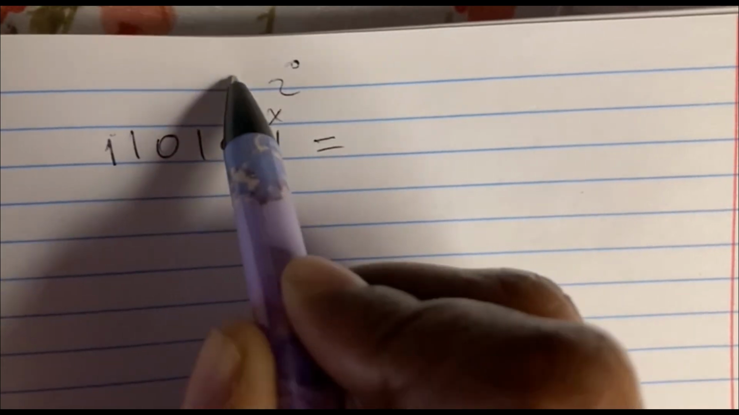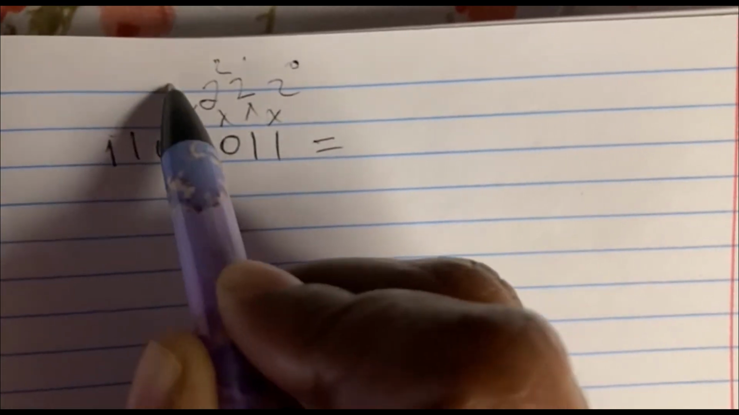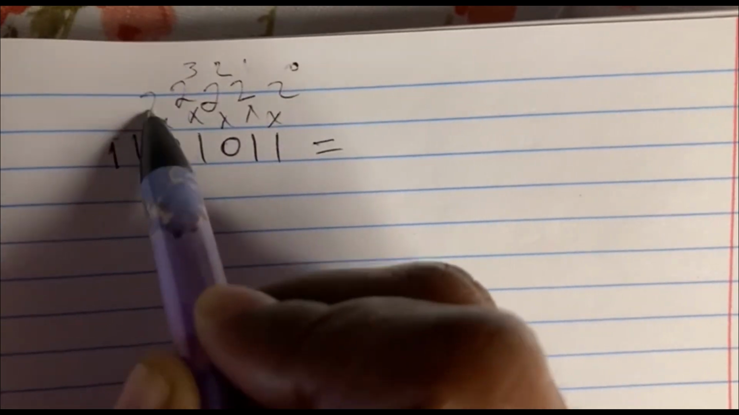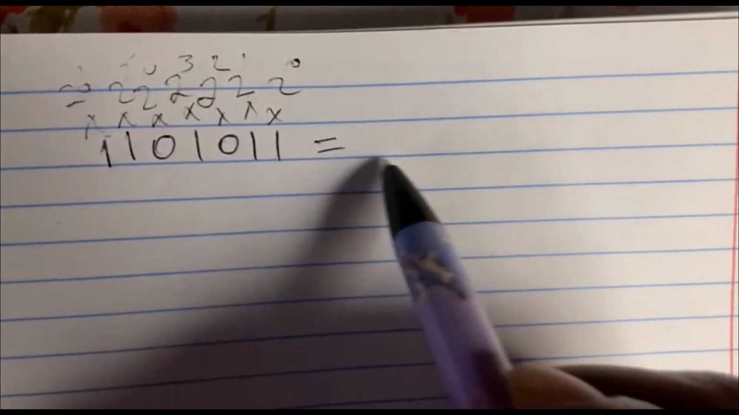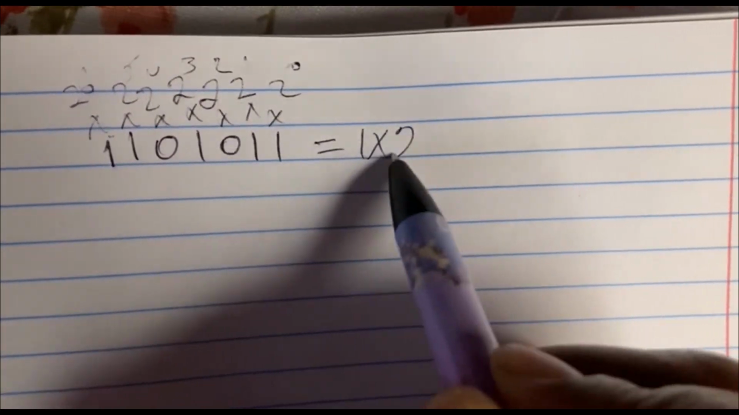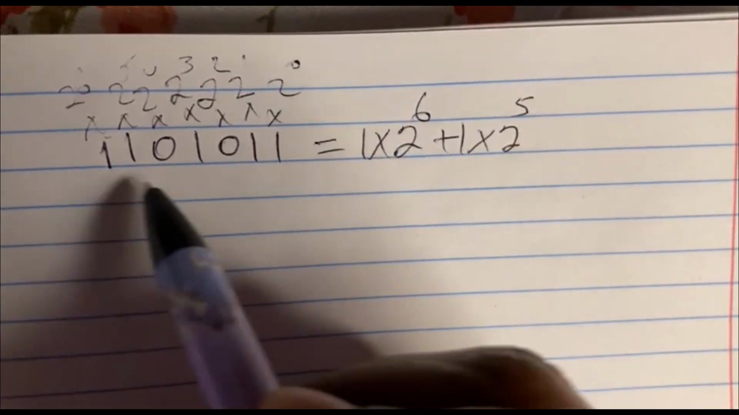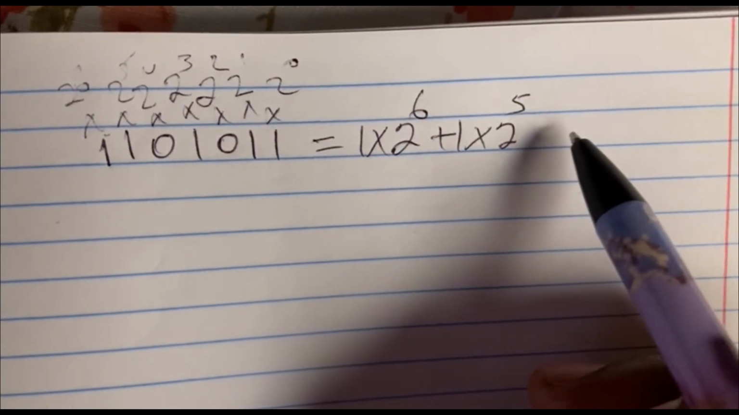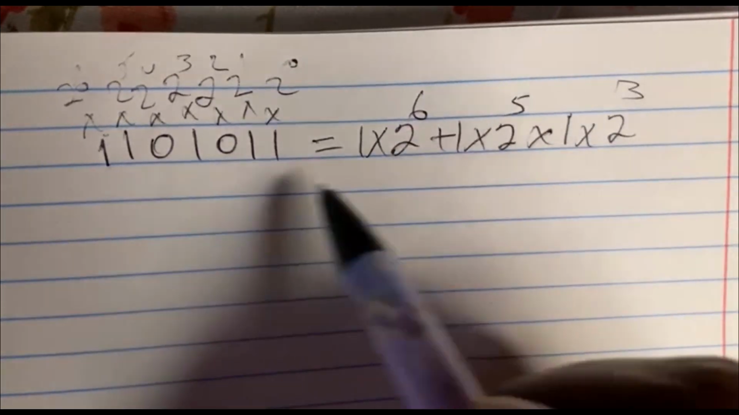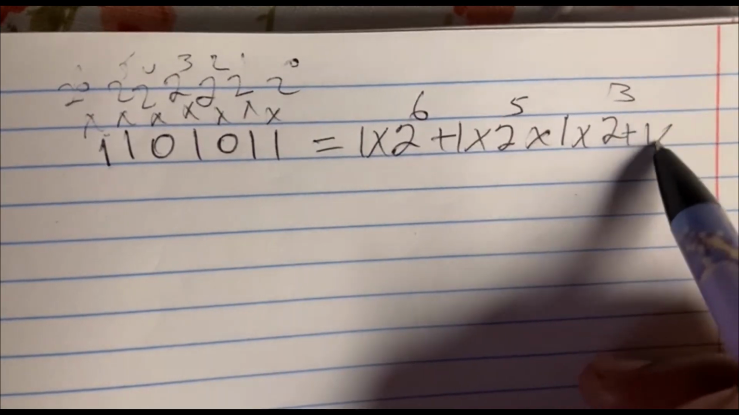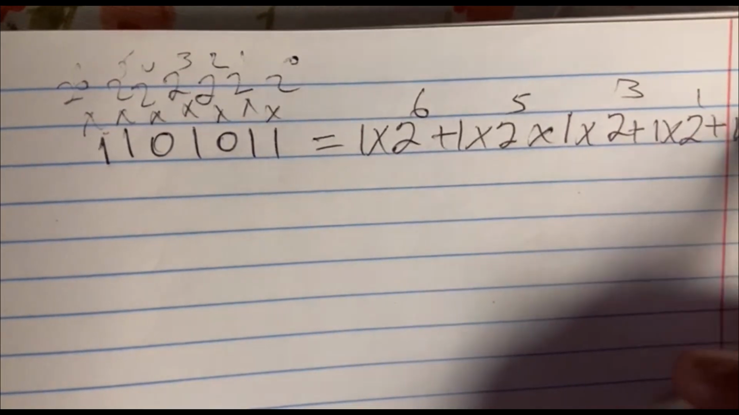This is to the power of 0, to the power of 1, to the power of 2, to the power of 3, to the power of 4, to the power of 5, to the power of 6. Okay, 1 multiplied by to the power of 6 plus 1 times to the power of 5. Ignore this 0. Times 1 times to the power of 3. Ignore the next 0. 1 times to the power of 1 plus 1 times to the power of 0.